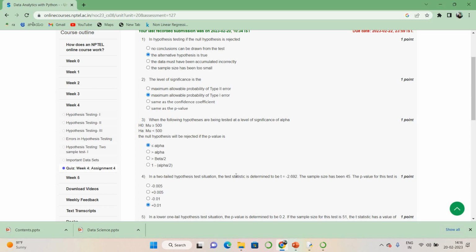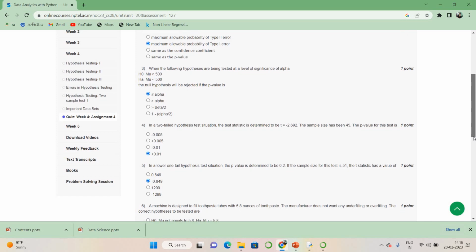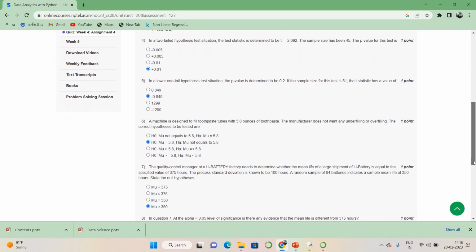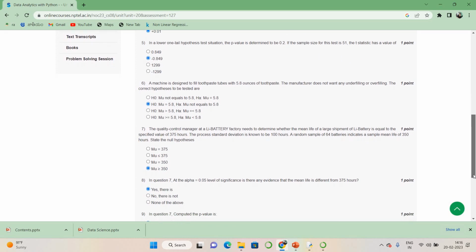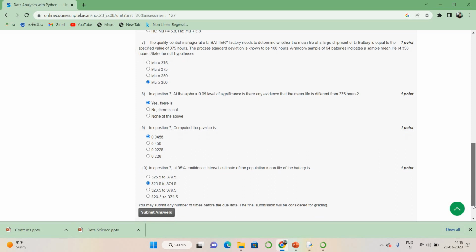In a two-tailed hypothesis test situation, the test statistic is determined to be t equal to minus 2.692. The sample size is 45. The p-value for this test is plus 0.01. For question number 5, the answer is minus 0.849. Question number 6, the answer is option B. Question number 7, it is D. Question number 8, it is A. Question number 9, it is A. Question number 10, it is B.